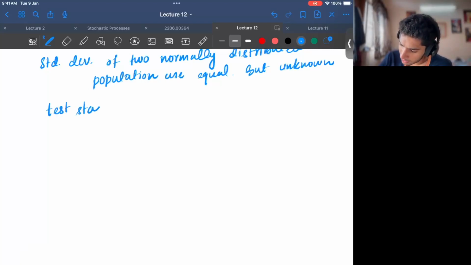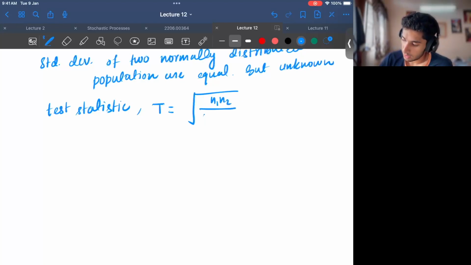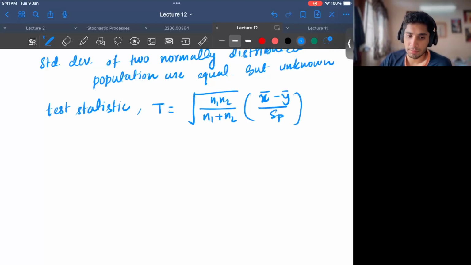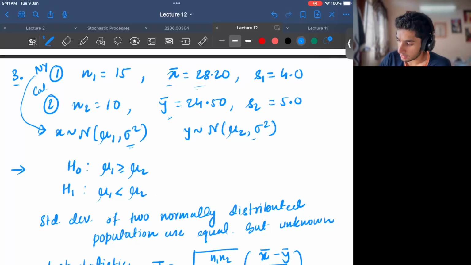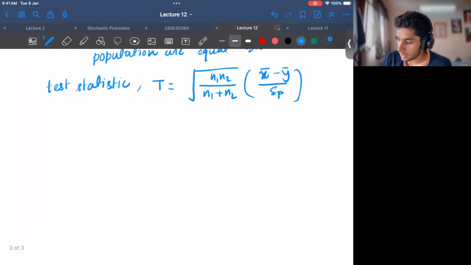I mean, these are just things to remember. So the test statistic in this case will be again T. What will this thing be? This thing will be simply root over n1 n2 over n1 plus n2 times x bar minus y bar upon sp, where x bar and y bar are your sample means that are given to you. However, what is sp?